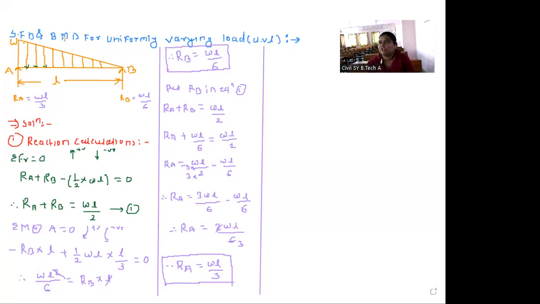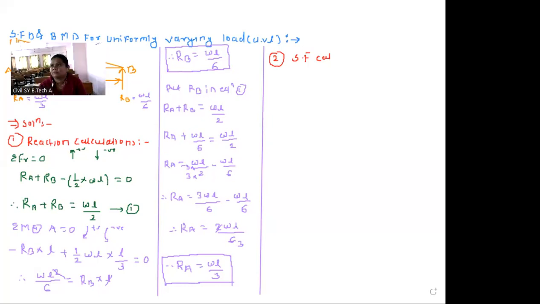The second step is shear force calculations. First we will calculate the shear force at point A.